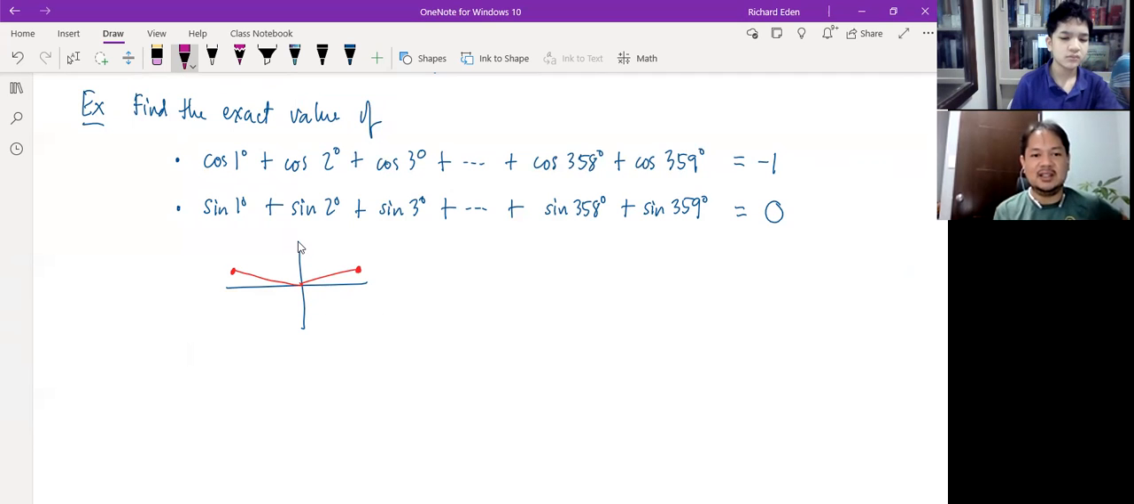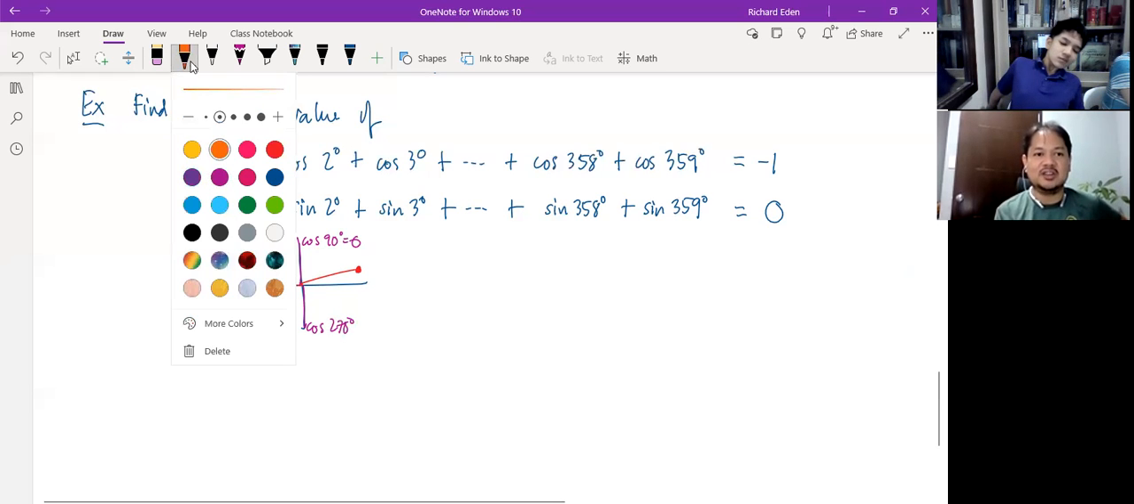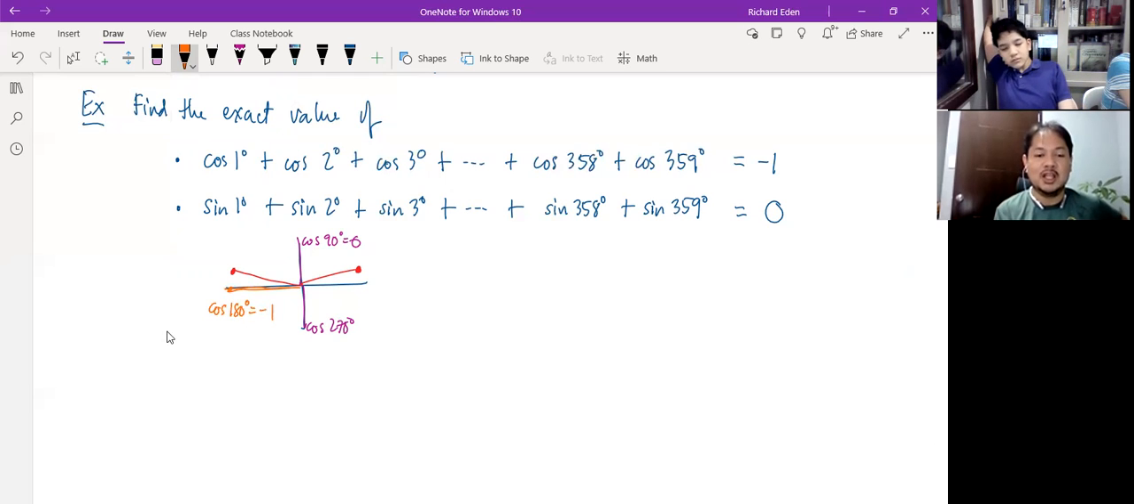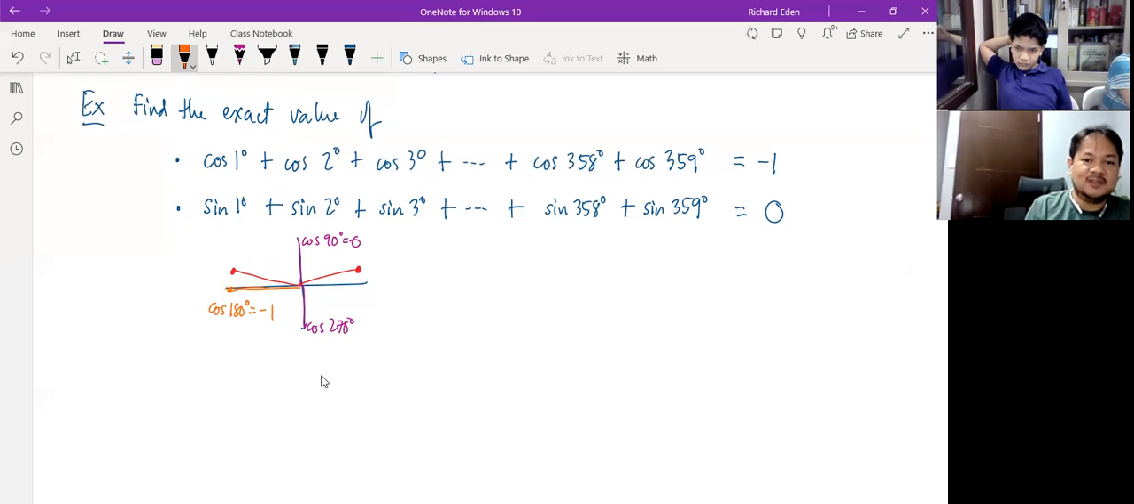So, well, 90 degrees has no partner because it's on the positive y-axis, but its cosine is 0 anyway. Same with cosine of 270 degrees. So that leaves us with just one angle, which has no partner. So that's going to be 180 degrees. Cosine 180 degrees is -1, which is not paired up because we don't have cosine 0 degrees. We don't have cosine of 360 degrees. So it's not given here. So that's why this is -1.